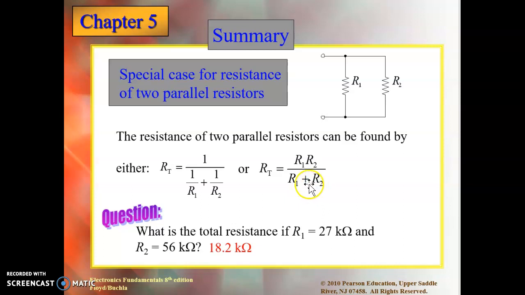So the question here is: what is the total resistance if we have an R1 equal to 27 kilo ohms and an R2 of 56 kilo ohms? To start with, we know that the equivalent resistance should be less than 27 because it is a parallel circuit. So if I multiply these two and divide by the summation of the two, I get an 18.2 kilo ohm resistor.